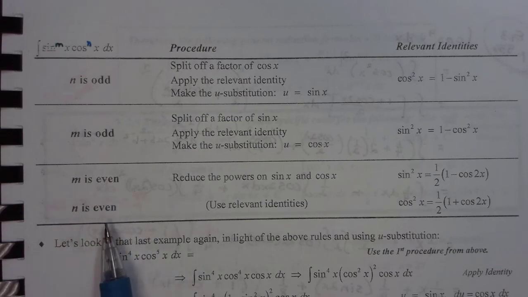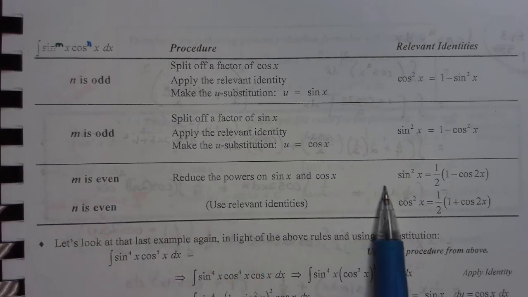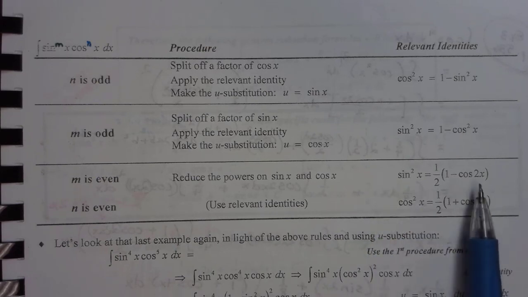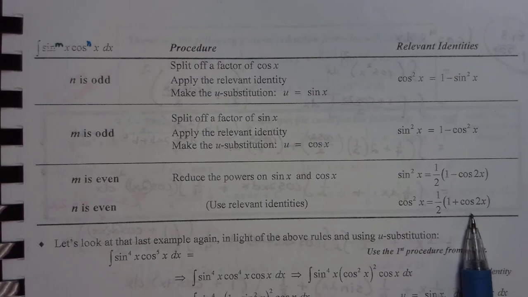If m is even and n is even, then we're going to use these power reduction formulas. And again, these have their foundation in the double angle formula for cosine that I discussed at the beginning of this video.